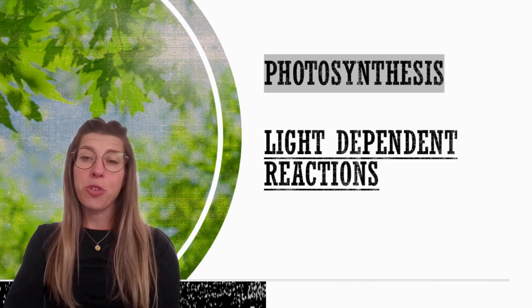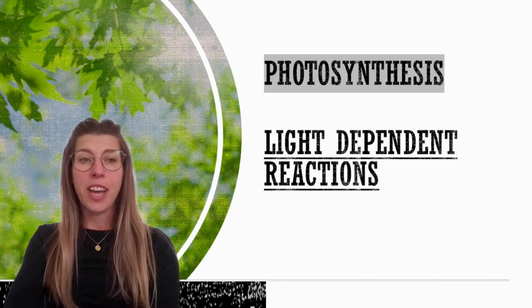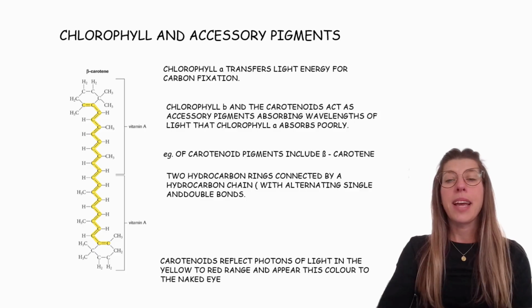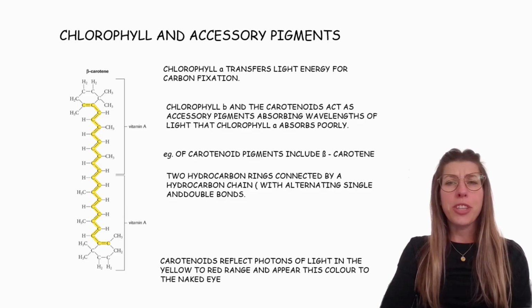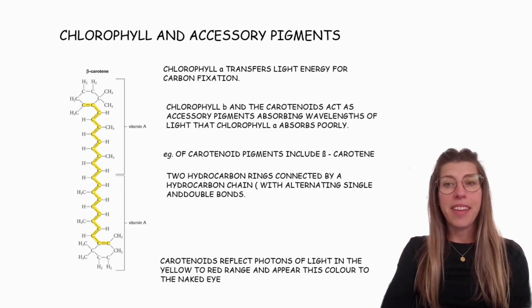Let's now look at photosynthesis and the light-dependent reactions. So, chlorophyll and accessory pigments. Chlorophyll A transfers light energy for carbon fixation. So in the light reactions that we're going to be talking about, chlorophyll A is what transfers that light energy to eventually be used in carbon fixation, which is the beginning of the light-independent reactions of the Calvin cycle.